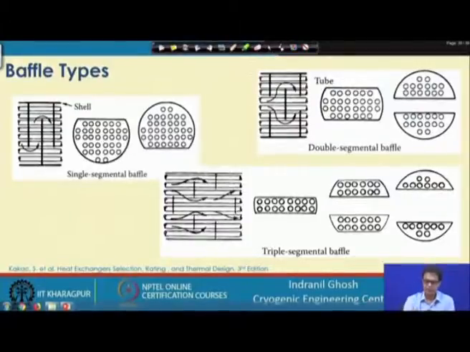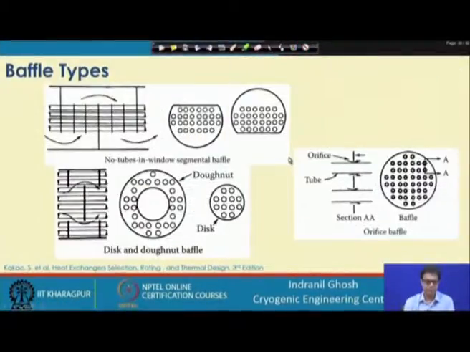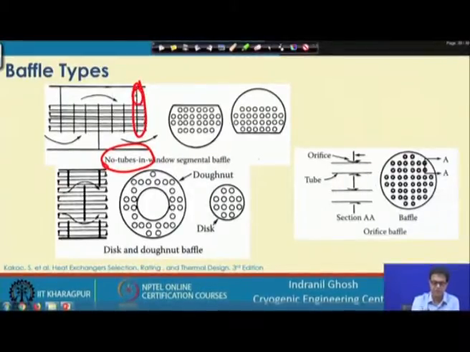And then we have other types of baffles also, where there is no tube in the window segment. That means we have baffles here, and finally, on this part you see there is no baffle in this particular segment. So, this is vacant. Like this it is flowing, and on this part again we have no baffle, or no tube in the window segment. This is another type of baffle.